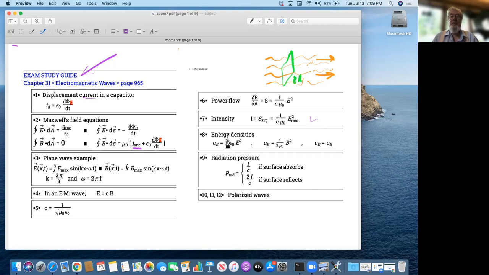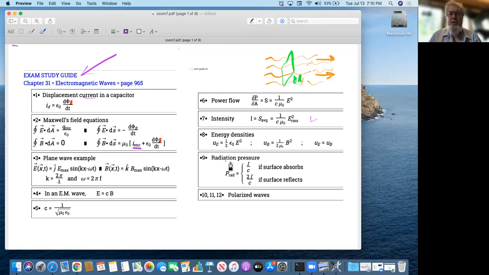The electric energy density is 1/2 epsilon 0 E squared. The magnetic energy density is 1 over 2 mu 0 B squared. Those are results that we had from earlier in the semester. And now, because of this relation, E is equal to cB, and also c is 1 over the square root of mu 0 epsilon 0, that means the energy density in the electric field is equal to the energy density in the magnetic field. So an electromagnetic wave has both electricity and magnetism. You can't separate them. They have to be both present in equal amounts in terms of energy.